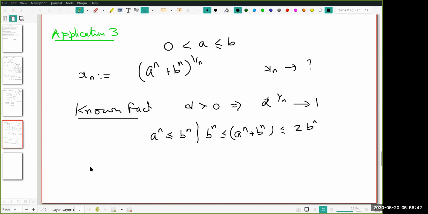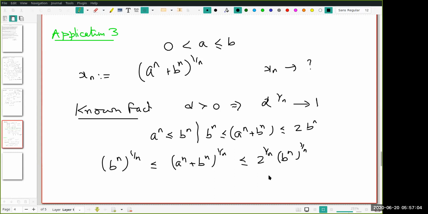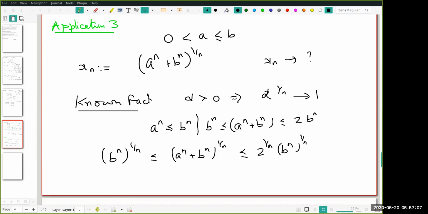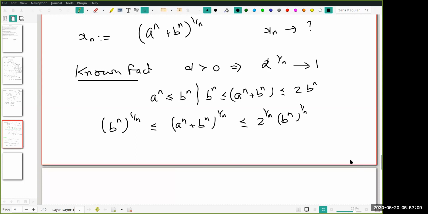Right? Now, take its nth power. So, B^n to the power 1 by n will be less than or equal to A^n plus B^n. Taking the power 1 by n, that is the nth root of this, it is less than or equal to 2 to the power 1 by n and B^n to the power 1 by n. Now, what do I know about this? This is just B and this is 2 to the power 1 by n times B.